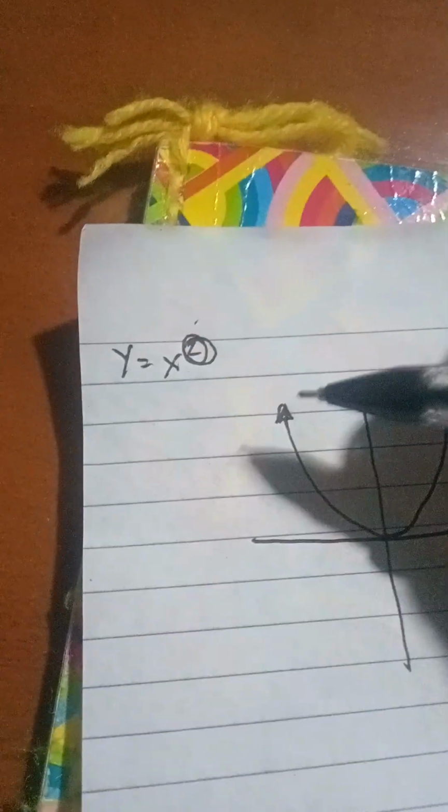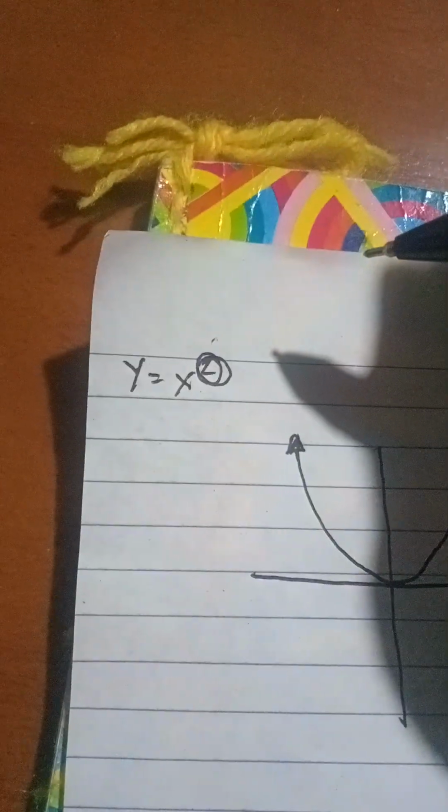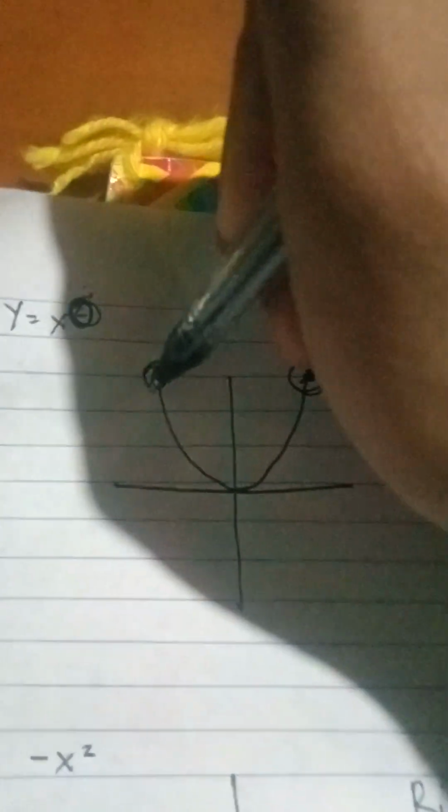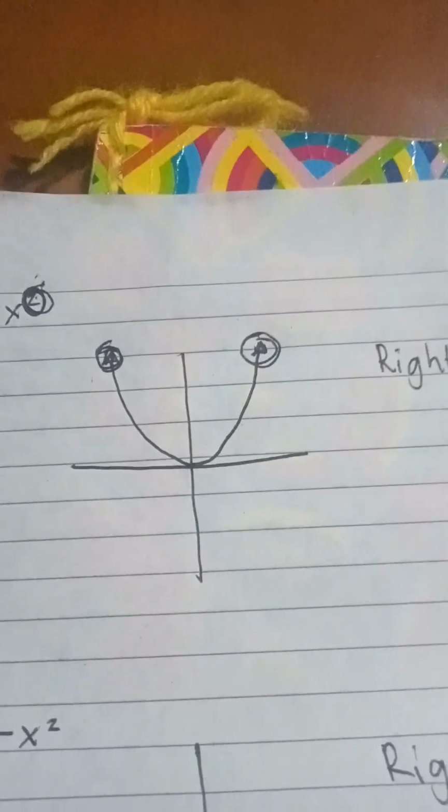So you can see here y equals x squared. Our degree is an even number, which means our end behavior is both up. You can see in the graph they're both facing up. Or we can express this in another way.